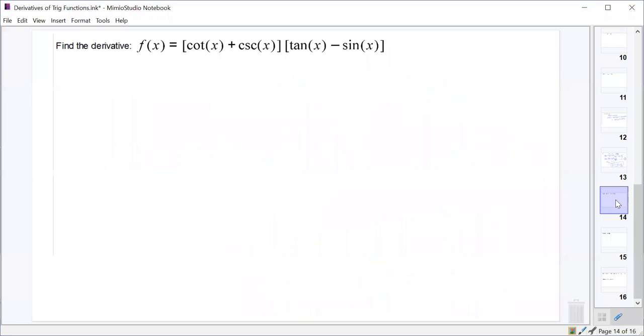All right, let's find the derivative of this. Cotangent x plus cosecant x times tangent x minus sine x. How do you guys want to go about this?